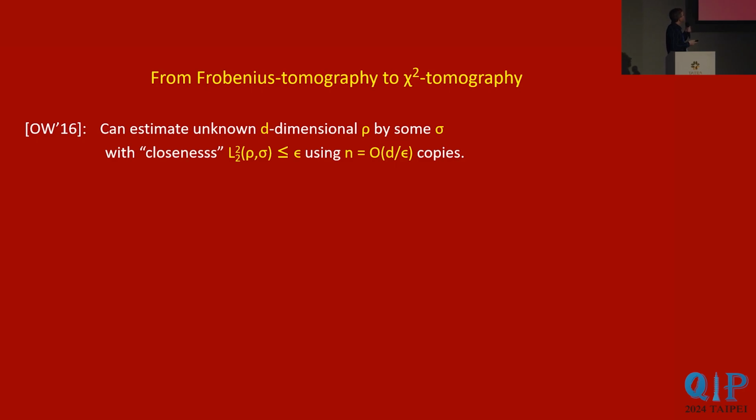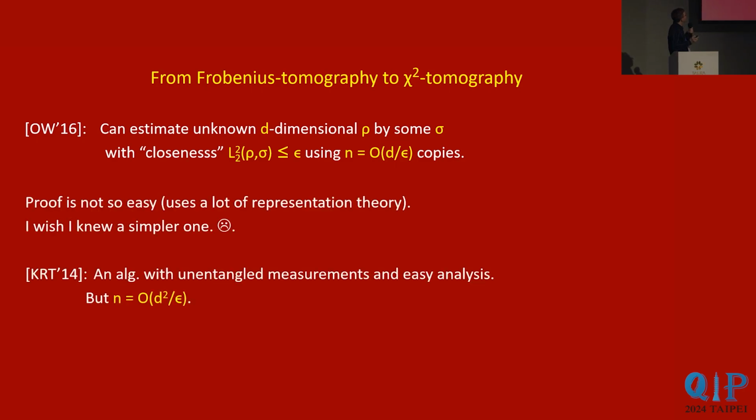And the proof of this is actually not so easy. It requires some representation theory. And actually, I really wish I knew a simpler one. Particularly now, because as I'll tell you, our results are derived in a black box way from this L2 squared or Frobenius tomography algorithm. I think it's really motivated to try to get a nice simple proof of this fact. I don't know one, but hopefully there is one.